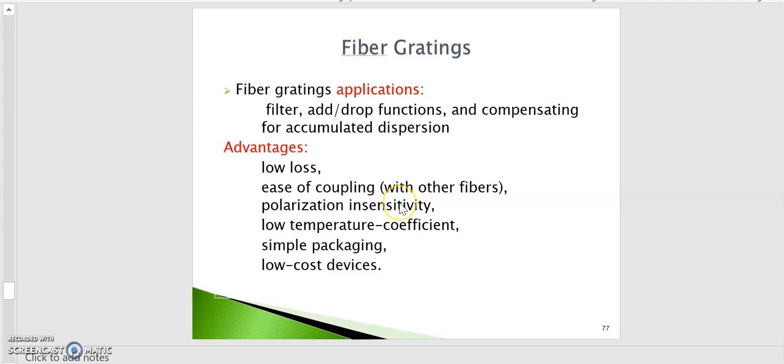So, what are the uses of these fiber gratings? They are used as filters, add-drop multiplexers and compensators. Why we go for this Bragg grating is that it has a lot of advantages: the loss is less, it can be easily coupled with other fibers, it is insensitive to polarization, it has a low temperature coefficient, the packaging of the fiber gratings is very easy and simple, and it is low cost.